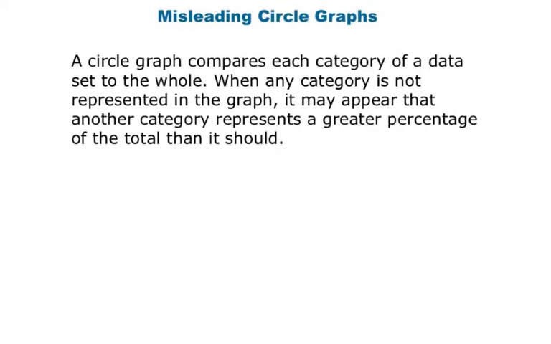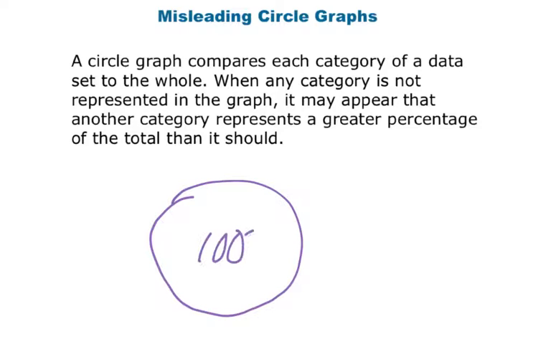All right, checking out the next one. A circle graph compares each category of a data set to the whole. When any category is not represented in the graph, it may appear that another category represents a greater percentage. So again, the rule of a circle graph is that it would have all of 100%. But if you end up taking out those teeny tiny slices just because they're so tiny, you end up making it look like the larger ones are actually more, when you're supposed to assume that the entire thing has 100%.